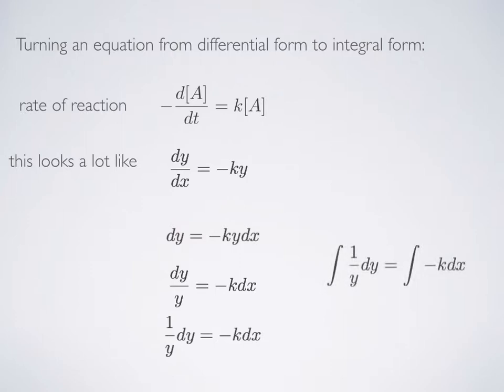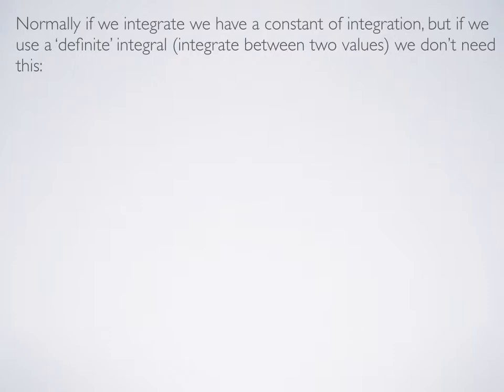So I can just say that I'm going to integrate it here. The integral of 1 over y dy is equal to the integral of minus k dx. And if you've written it in a slightly different form, this is exactly the same thing. So normally when we integrate something, we have a constant of integration. But when we have a definite integral, we don't need that constant. The reason being is because we're integrating between two very distinct values.